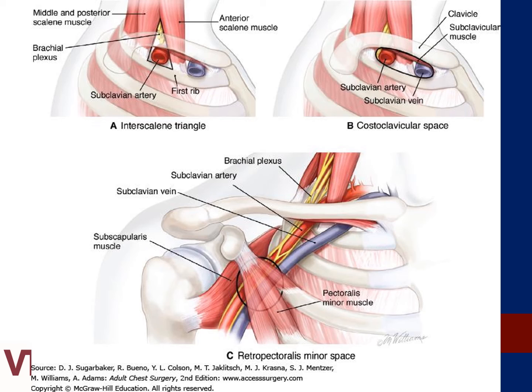Finally is the retropectoralis minor space. This is the most distal space, otherwise known as the thoraco-coracopectoral space or subcoracoid space. It is bordered superiorly by the coracoid, anteriorly by the pectoralis minor muscle, and posteriorly by 2 through 4 ribs. It contains the cords of the brachial plexus and the axillary artery and vein.